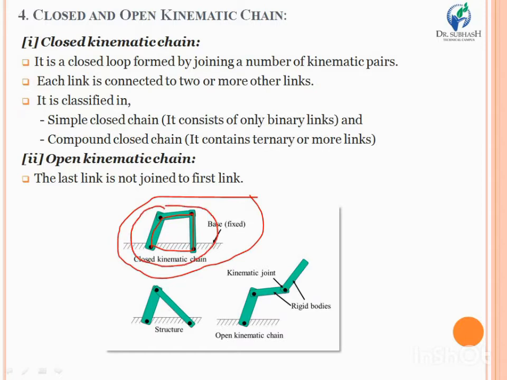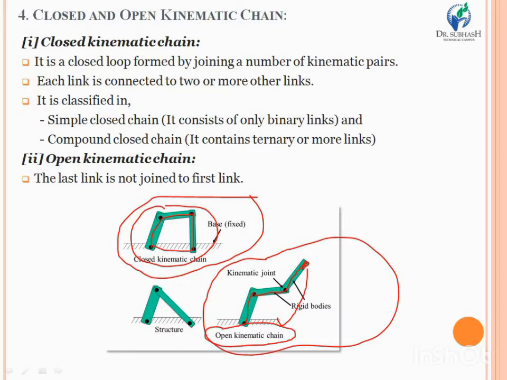But if we are talking about an open kinematic chain, then consider this diagram, in which you can see that there is one fixed link which is connected with another link, and in that way you have the connection up to the end. But the last link is not connected with the initial link over here, so we can say that it is the open kinematic chain.